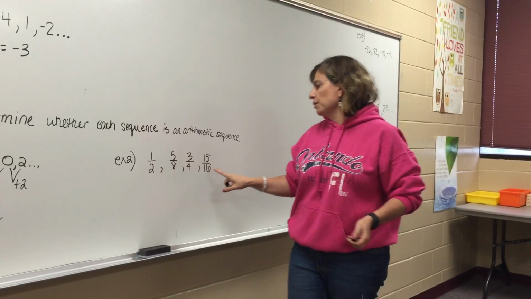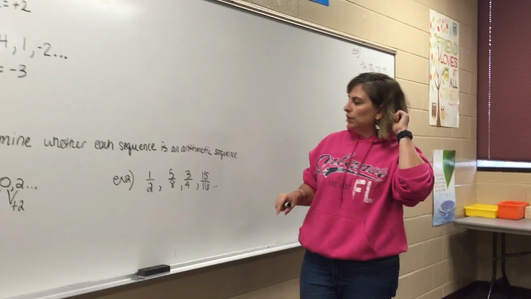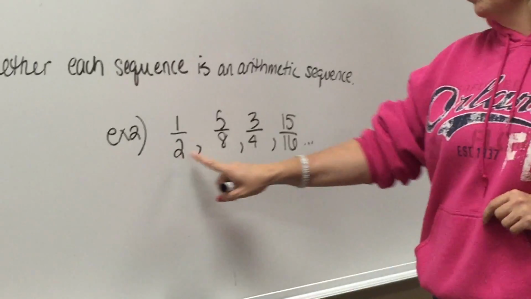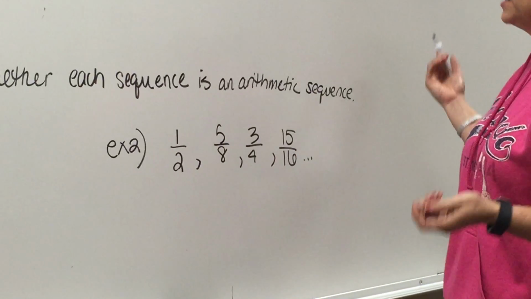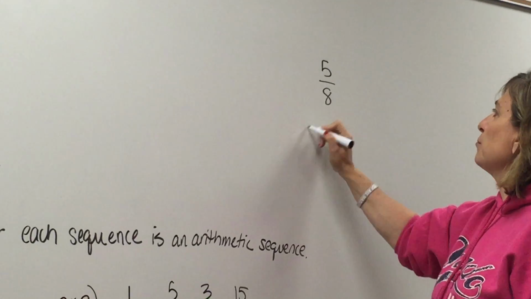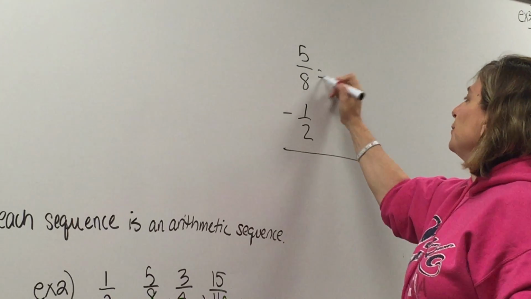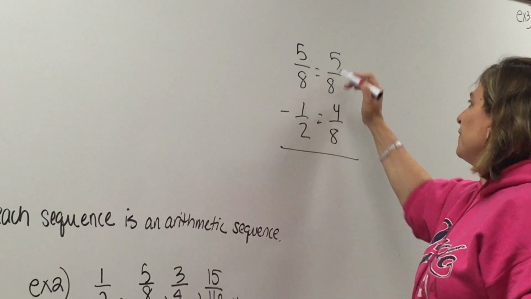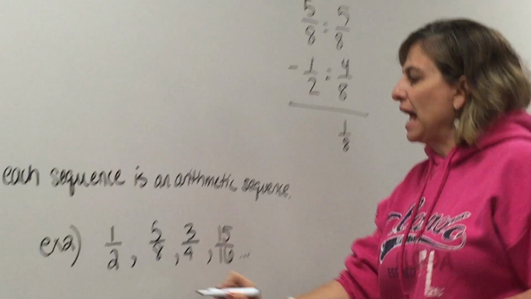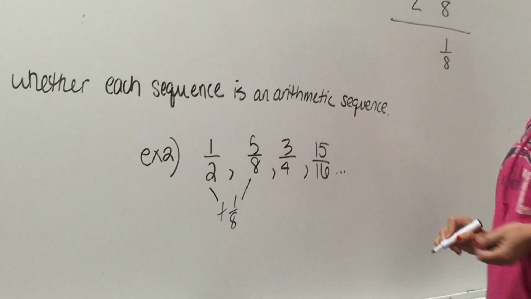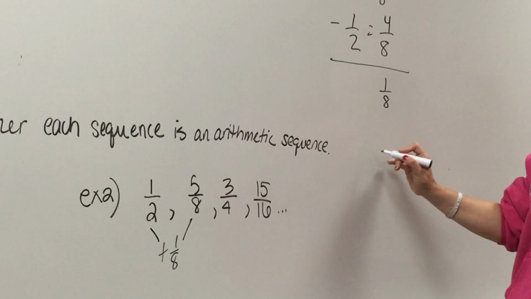Let's see what I have to do over here. This one's a lot harder than that one because we're dealing with fractions. So how do I get from 1/2 to 5/8? Well, I'd have to do some subtraction to figure it out. 5/8 minus 1/2. You'd have to find your common denominator. 5 minus 4 is 1. So I am adding 1/8 to this fraction to get that one. So far my D is 1/8.